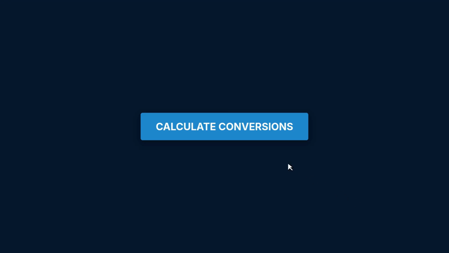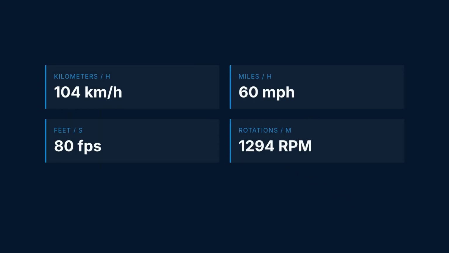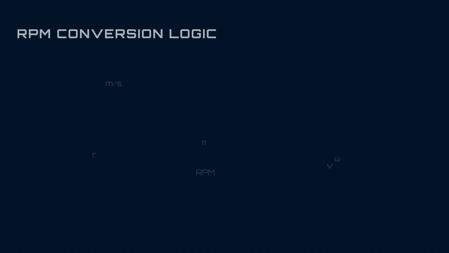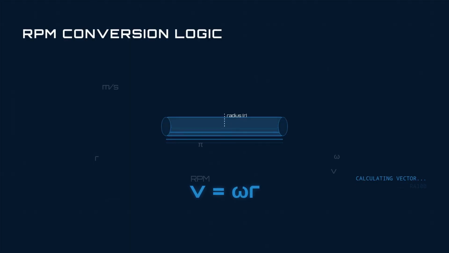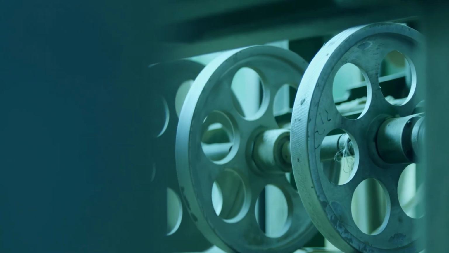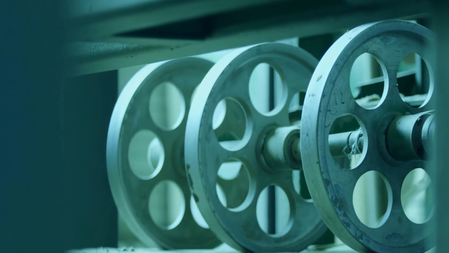After clicking Calculate Conversions, the calculator displays your original speed converted into all the other available units. You'll see the equivalent speeds in kilometers per hour, miles per hour, feet per second, and RPM. The RPM conversion uses the radius value you provided to calculate rotational speed from linear velocity or vice versa. This is particularly useful when working with rotating equipment like wheels, pulleys, or shafts.